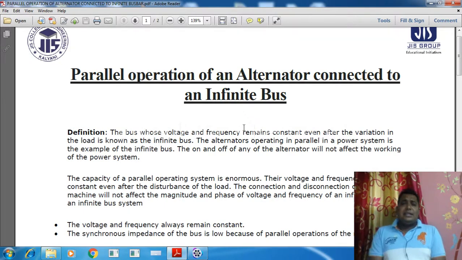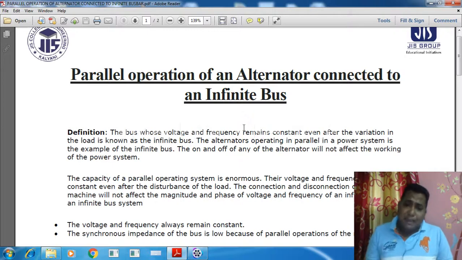That means, say there is a bus bar, and with that bus bar, n number of alternators are connected this way. So if there is any change in one alternator, it is not affecting the other alternators, and as they are not affecting the other alternators, the bus bar characteristics, bus bar voltage, bus bar frequency, bus bar phase sequence, everything will remain the same. Okay, so that is the parallel operation of an alternator connected to an infinite bus.